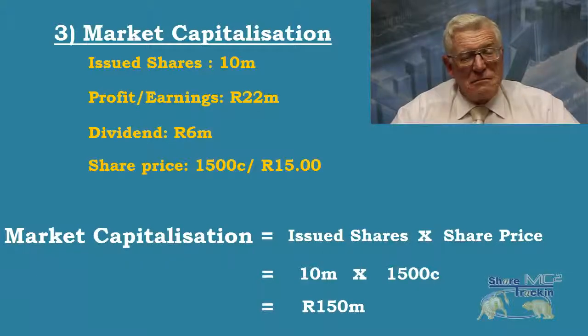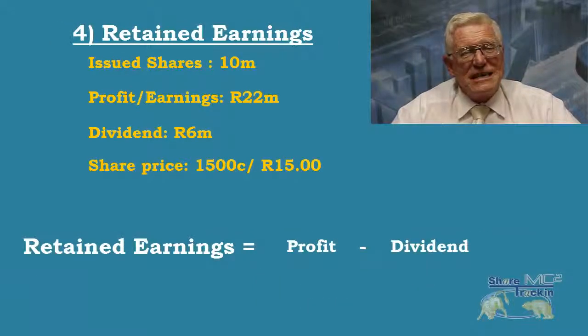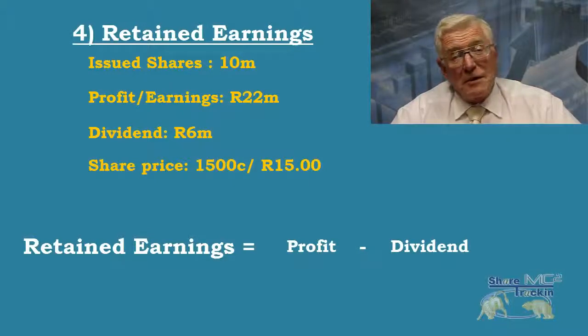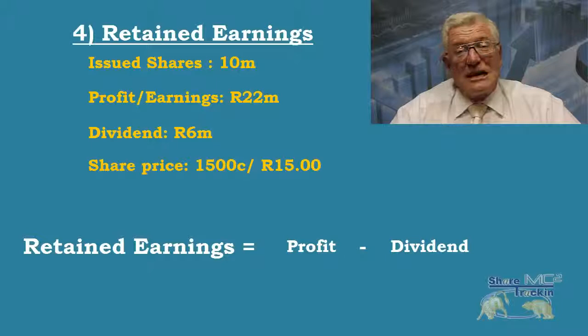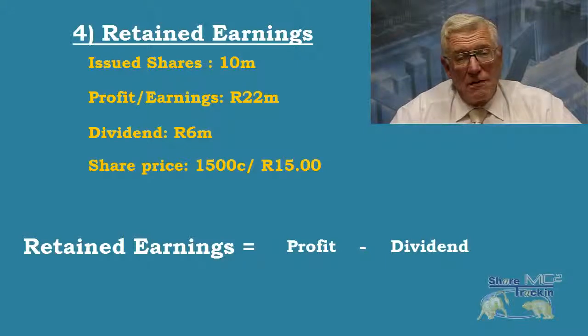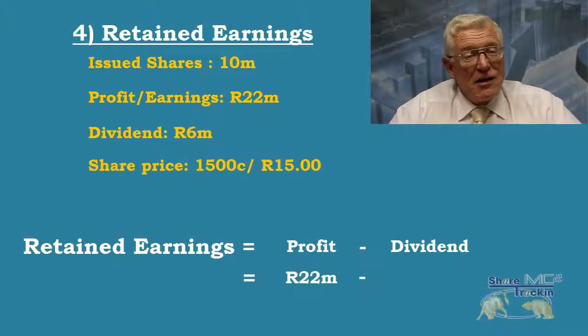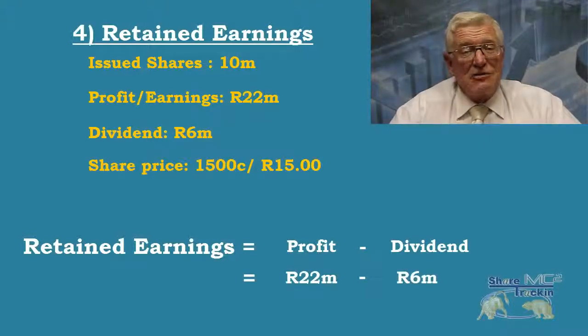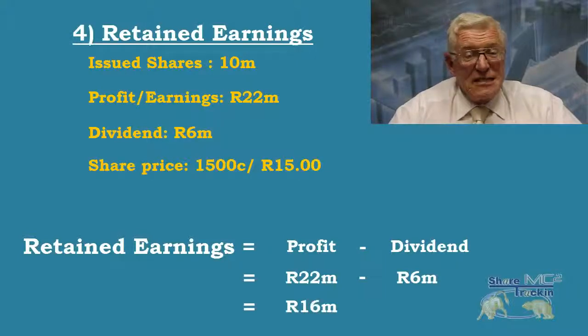The next relationship, the fourth relationship, is the retained income. Now you know that the company makes profits, and out of that profit they pay a dividend. What is left over after the dividend has been paid is retained or kept in the business to finance future growth. So we call that the retained income. In our example, we made a profit of 22 million rand, out of which a dividend of 6 million rand was paid, so 16 million rand was retained in the business to finance future growth.